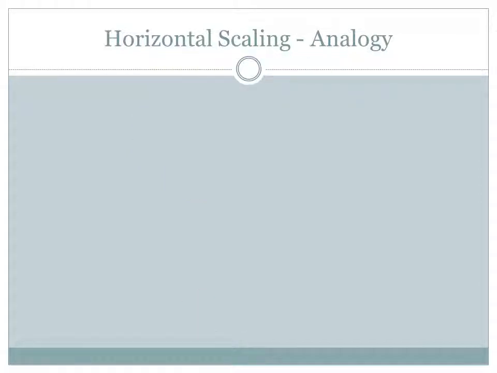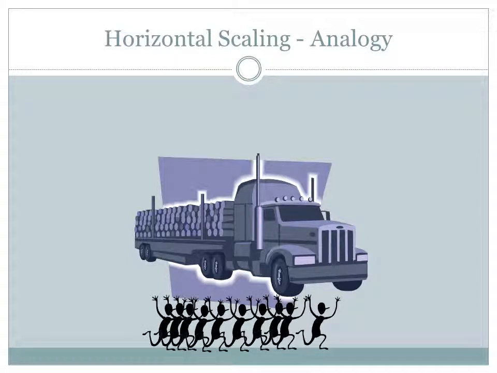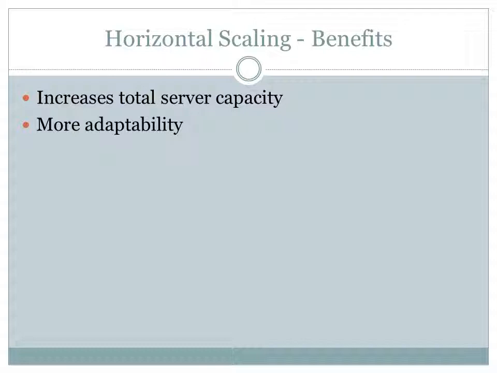The problem with this is if he breaks a leg, then he won't be able to lift the truck anymore. So now you have that same truck, but the workload is distributed across multiple workers, just in case one worker were to pull a muscle, the whole operation would still be able to continue. Some benefits of horizontal scaling are that it helps to increase total server capacity, and it has more adaptability because if one server were to fail, the whole system does not crash. This helps make more efficient use of resources and servers.